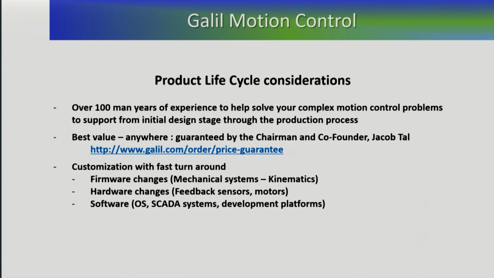One thing that is unique to Galil is customization. Over the years, we have done many, many customizations. I would say probably in excess of about 2,800 customizations in the last 30 years. And those include firmware, hardware, and software. We believe that one size does not fit all, whether it's clothing or cars or motion controllers. Everyone has unique criteria, and you basically pick a product that meets about 80% of your motion requirements.